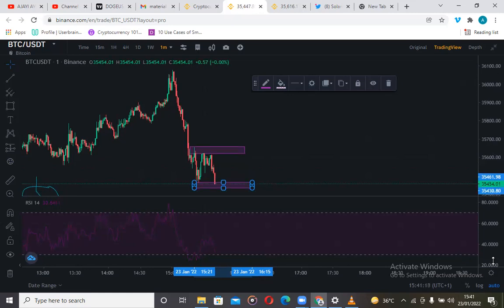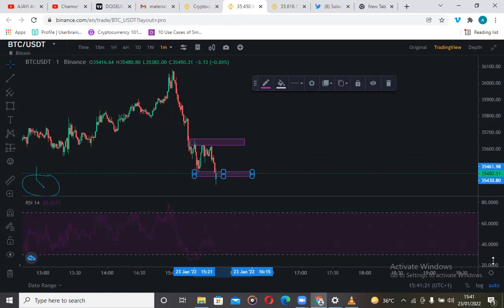I can buy at that point. Still waiting. Now since I bought at that 30, I was expecting the price to go up like this. Now the price is continuing going up. Now you see.